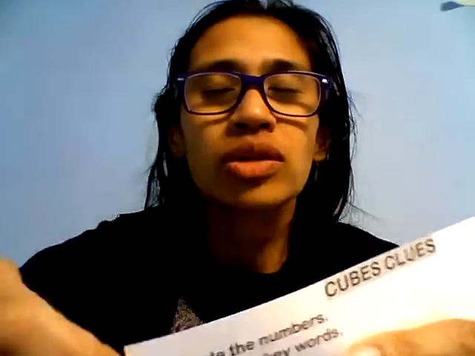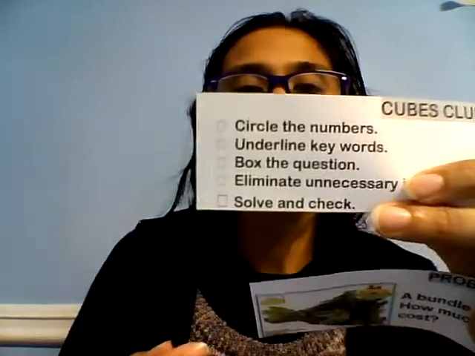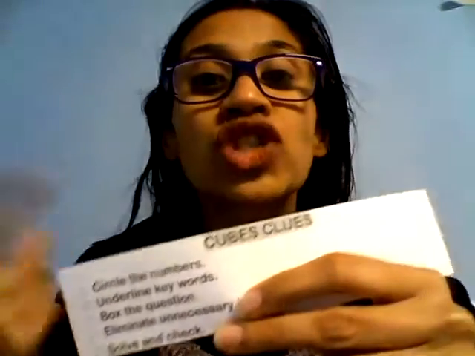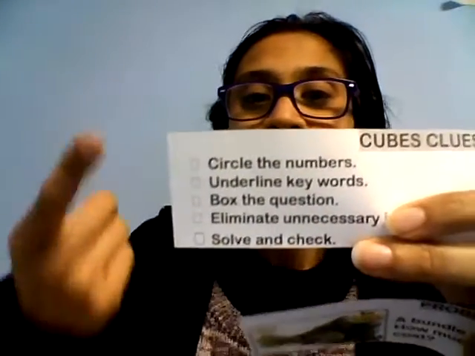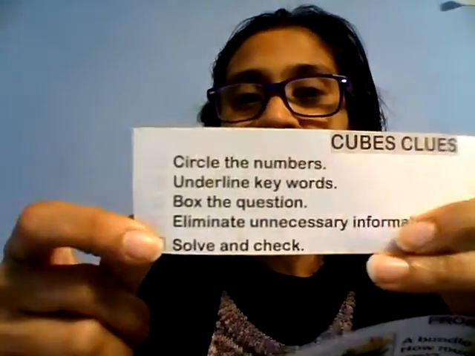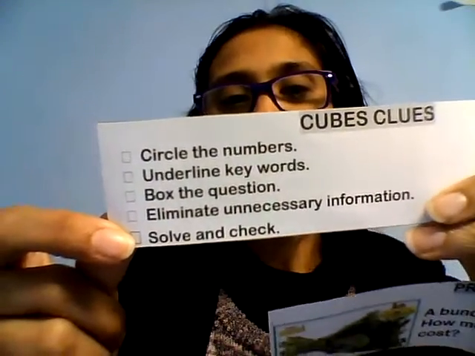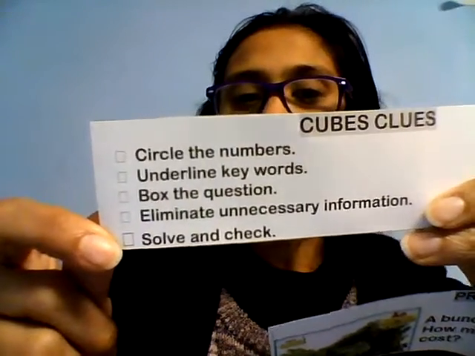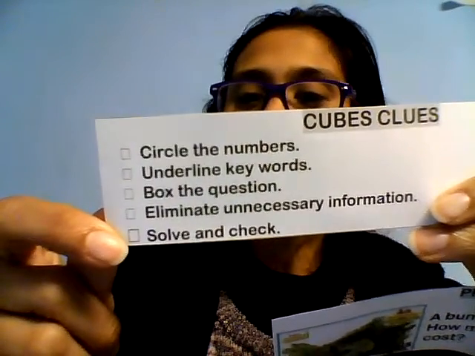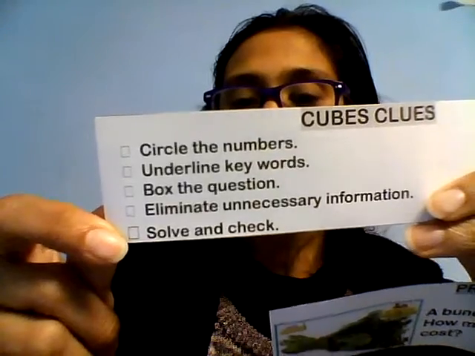To solve that problem, let's use our CUBES clues. First step is the C step. Circle all the numbers. Check these steps off as you do them. The next step is the U step. Underline the keywords. The B step is to box the question. The E step, eliminate unnecessary information. And the S step to solve and check.